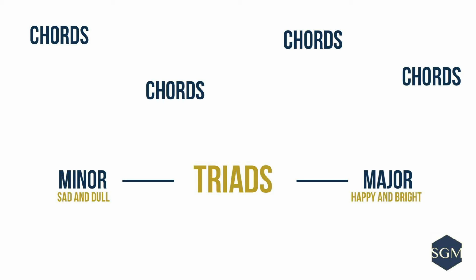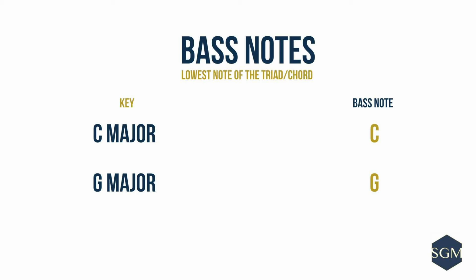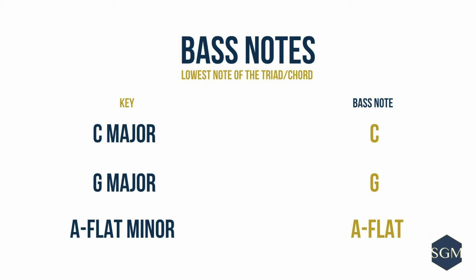Each of the 12 different notes has its respective major and minor triads. First and foremost, when forming triads, we need to know the bass note. The bass note is the lowest note and the most important note of the triad. It is simply the note of the chord that you are trying to form. For example, if we are forming a C major chord, the bass note is C. If we are forming a G major chord, the bass note is G. And if we are forming an A flat minor chord, the bass note is A flat. You get it, right?